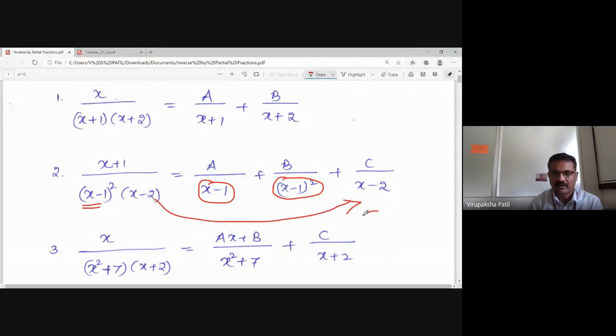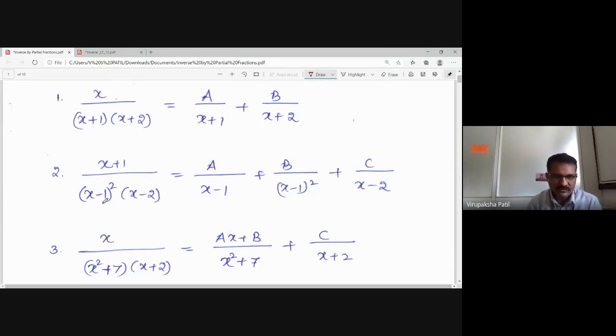And after taking the LCM, we can cancel the denominator, and by putting proper values of x, we can find out the values of a, b, c, and we can substitute here. Then this can be divided into 3 parts, 3 partial fractions.